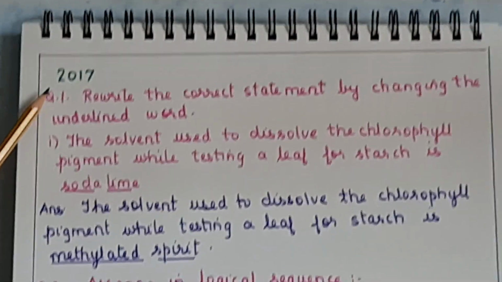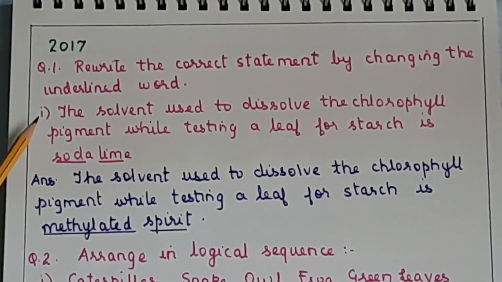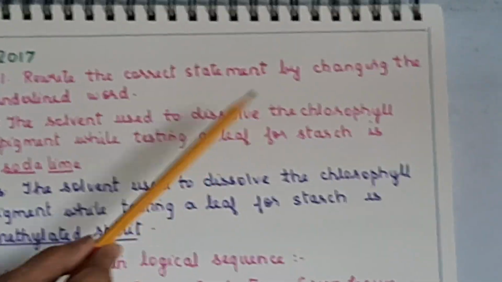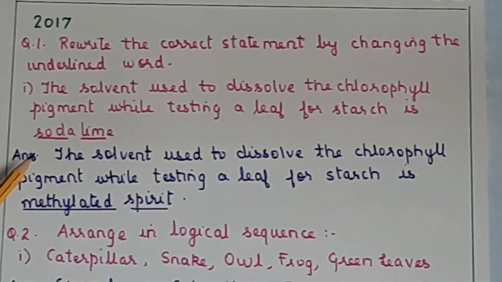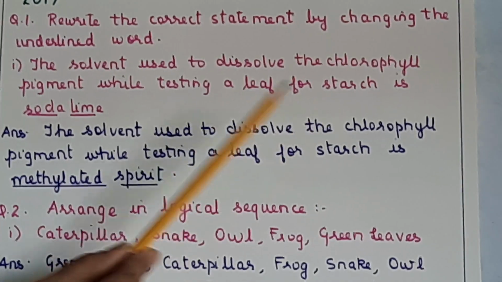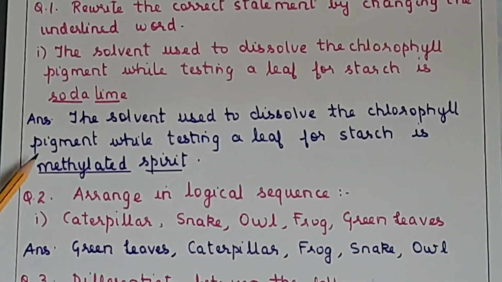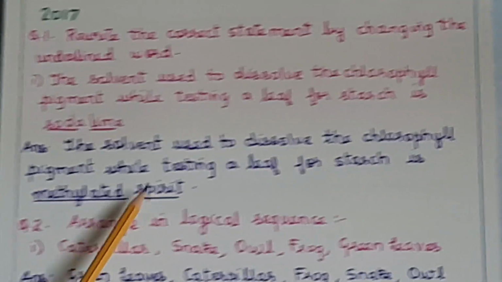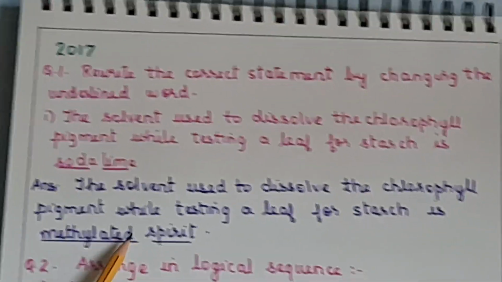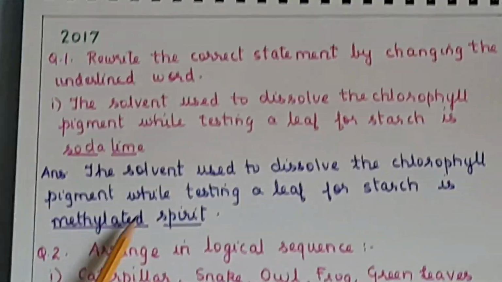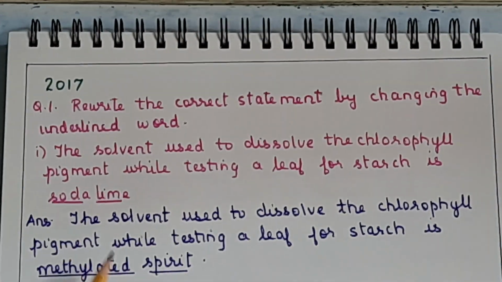Now 2017 question 1, rewrite the correct statement by changing the underlined word. So the question is, the solvent used to dissolve the chlorophyll pigment while testing a leaf for starch is soda lime. So the correct answer will be, the solvent used to dissolve the chlorophyll pigment while testing a leaf for starch is methylated spirit. Now here please note that you are not going to write only this methylated spirit. In the exam you have to rewrite the entire statement, and the corrected part, underline it and write the correct word. If you just write methylated spirit, you get 0.